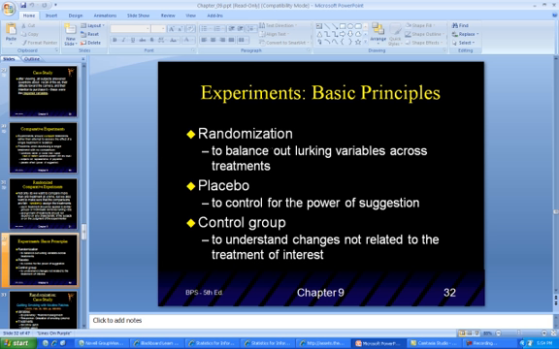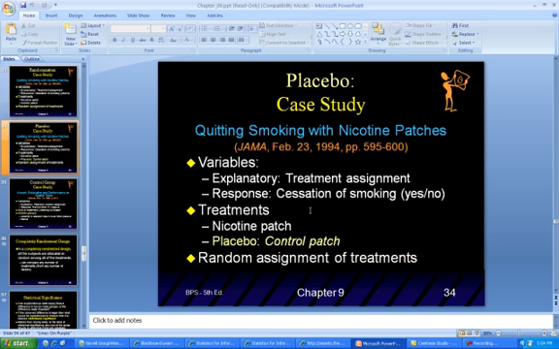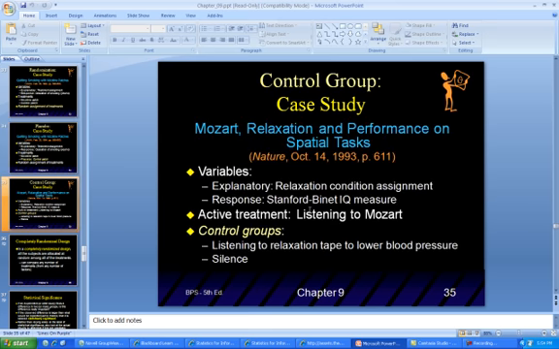Randomize. There's a placebo. That's a control. That would be Joe Schmo's class. He didn't do anything different in his class. Well, I did this great thing in class. I'm not telling you what it is because I haven't thought about it yet. The control group, that's what you're doing. That's to understand changes not related to the treatment of interest. Okay, that's the control. That's Joe Schmo's group. So this is why these are very important. And there's another case study, randomization with the nicotine patch and so on. And so you can read about this.